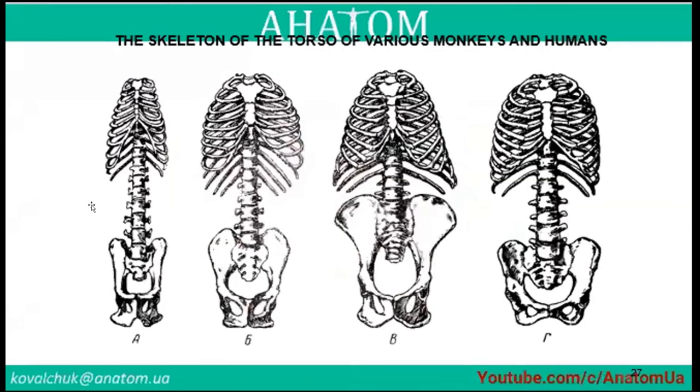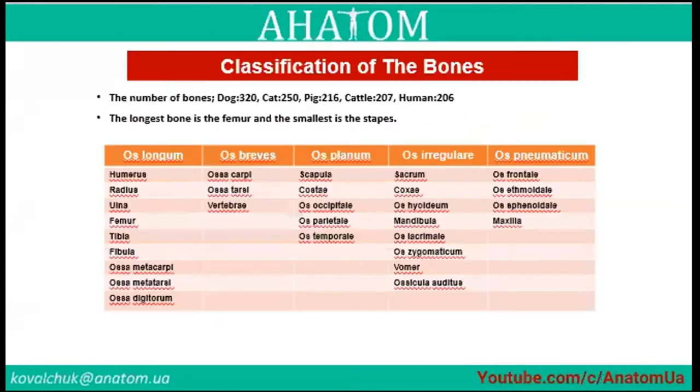In the skeleton of the torso of various monkeys and humans, you can see some very similar structures, and some classification of the bones: long, short, flat, irregular, and pneumatic. Pneumatic, I repeat, means bones with air. There are four pneumatic bones in a skull: frontal, ethmoid, sphenoid, and maxilla.